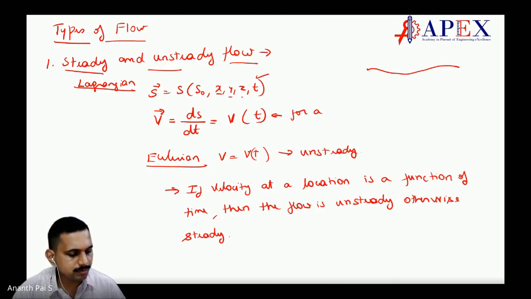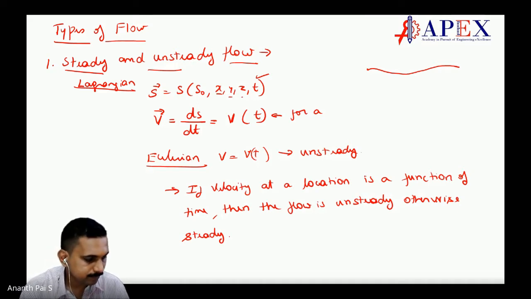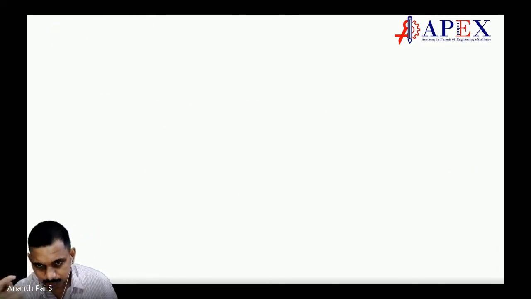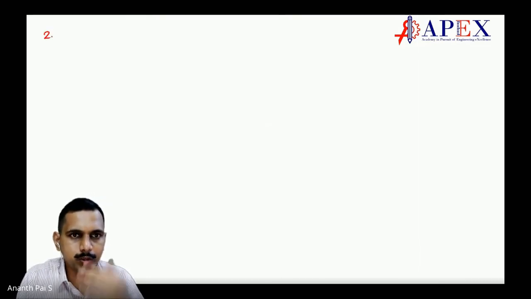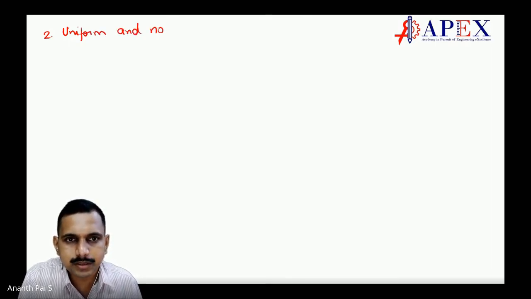Next, uniform and non-uniform. Let us see that. You know this, students. I have gone further. So second one, if you want me to go back, tell me. Uniform and non-uniform flow. This is simple.